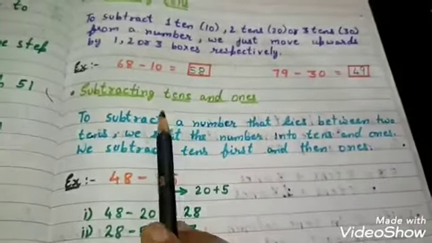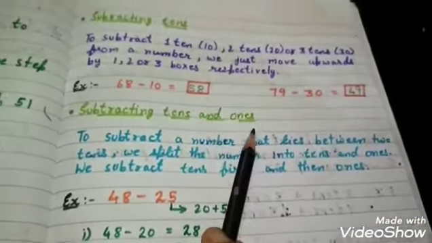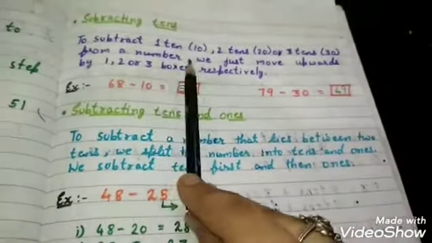Next subtopic is subtracting through tens and ones. Just now we have discussed subtracting tens, and now we will discuss subtracting through tens and ones. To subtract a number that lies between two tens, we split the number into tens and ones. We subtract tens first and then ones.